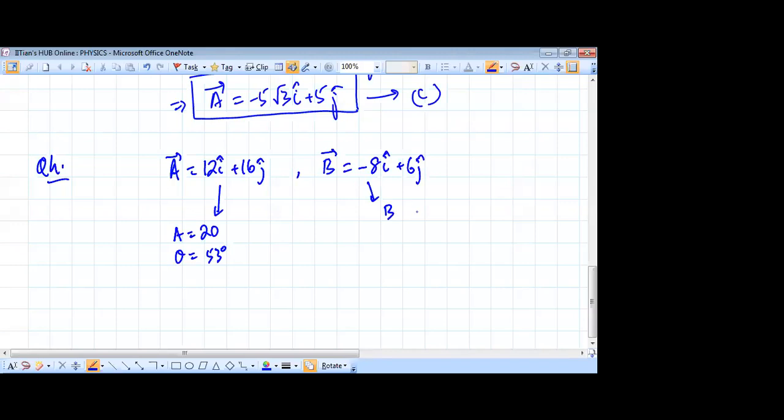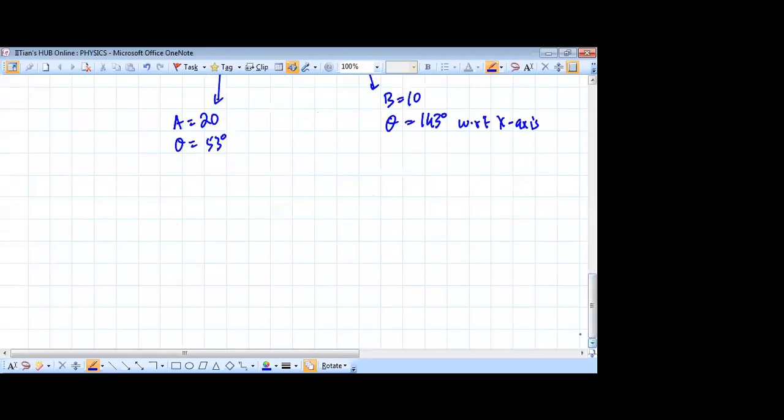Whereas this vector has a magnitude of 10, but more importantly, the angle it is making is tan inverse of 3 by 4, but with a minus sign. So it's in which quadrant? It's in second quadrant. So it is 180 minus 37, that is 143 degrees with respect to the x-axis. Or you will get this with more clarity if you draw these vectors.